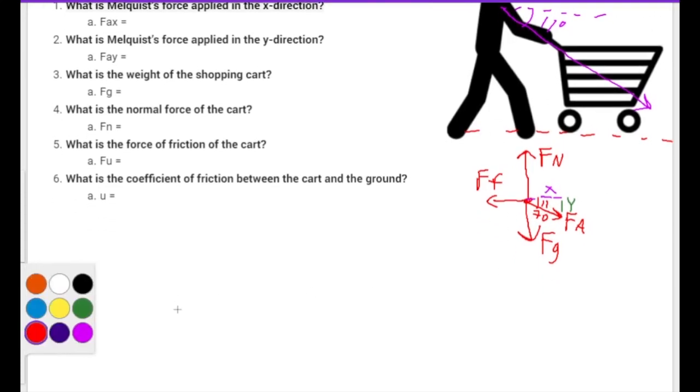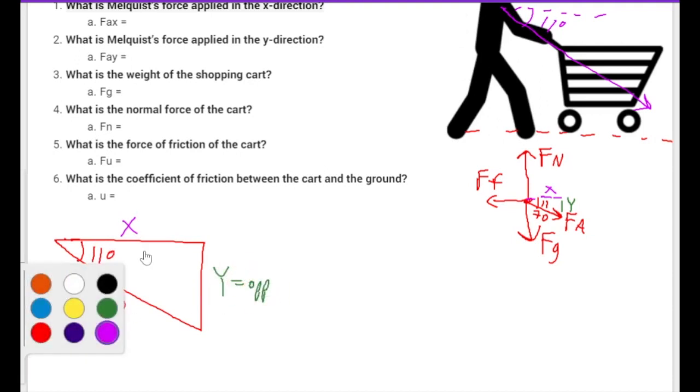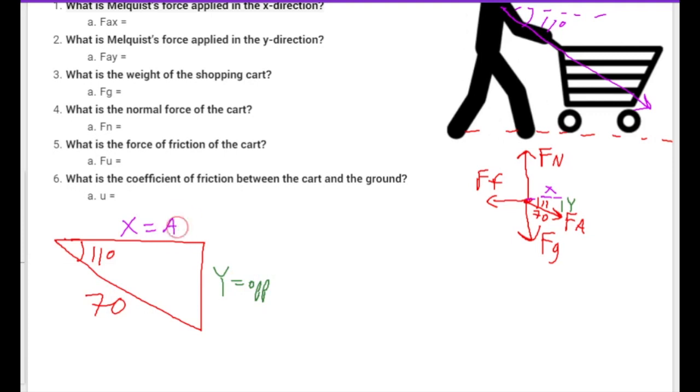So now I'm going to take this triangle and expand it outward. And I'll just draw that right here. I have x and y and my force applied. So the angle is 11 degrees. The force applied is 70. My x is right here and my y is right there. In this case, the y is the opposite side and the x is the adjacent side.